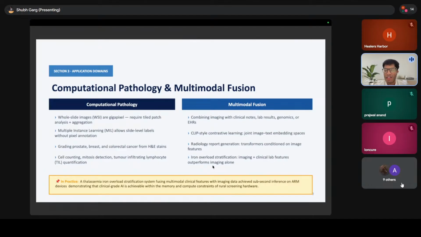CLIP-style contrastive learning has enabled joint image-text embedding spaces. You can train a model on paired pathology images and their corresponding reports, and the result understands both modalities jointly.